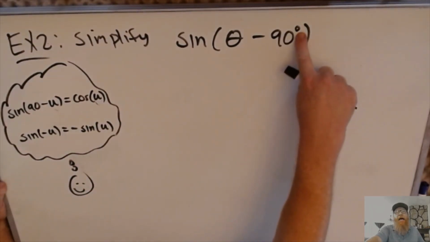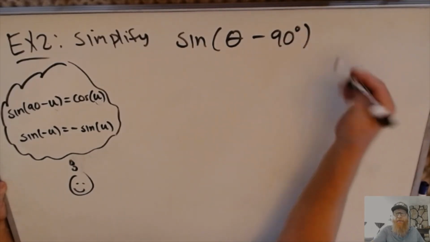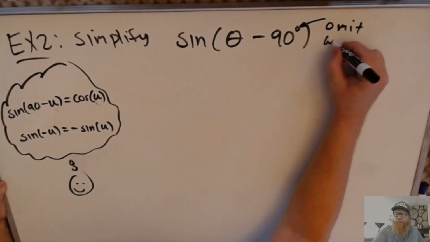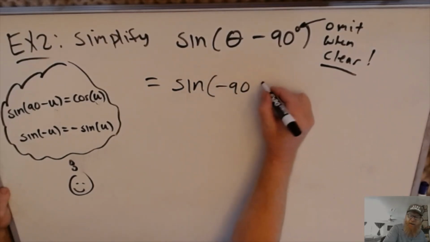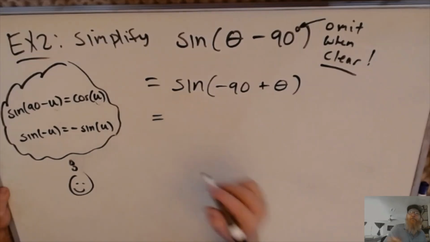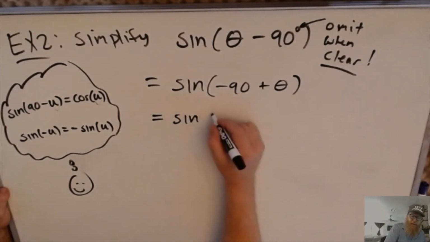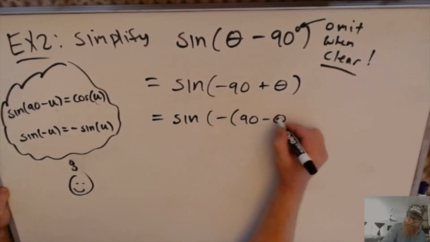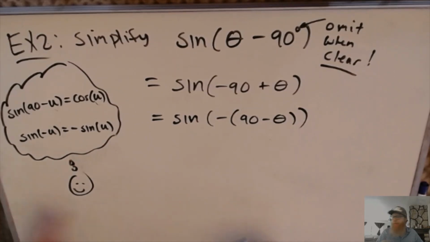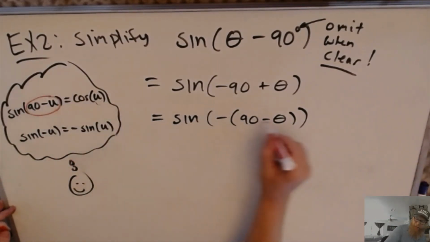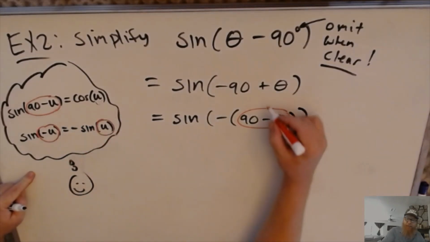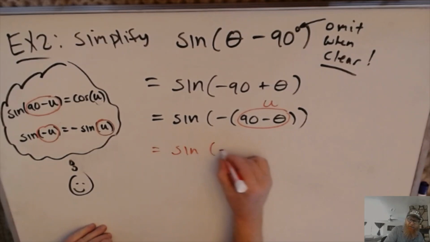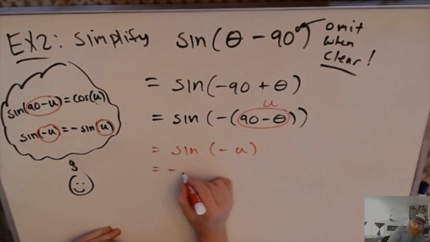The degrees is implied, so as I'm doing the calculation, I can typically omit the degree when it's clear. So as long as you're sure that that's degrees, you don't need to write it every single time. So this is going to be sine of negative 90 plus theta. So this is going to be sine of negative parentheses 90 minus theta. So again, this is my argument right here, 90 minus theta. And I'm considering that to be u. So this is like sine of negative u, which would be negative sine of u.